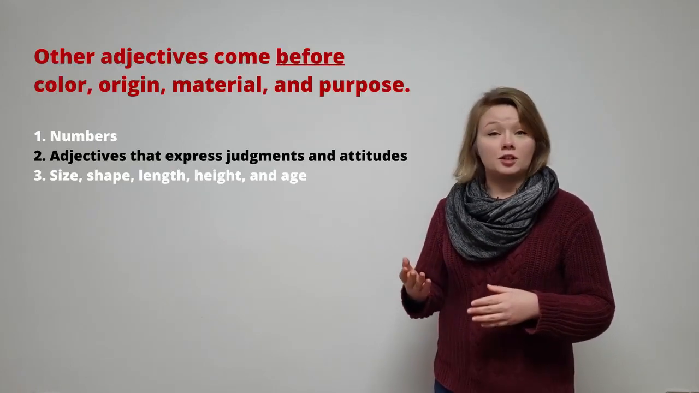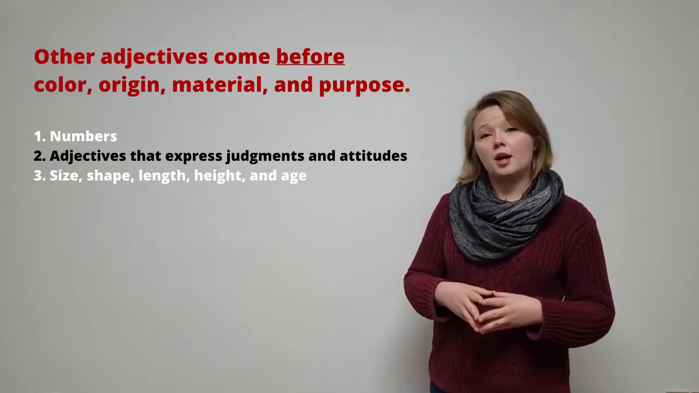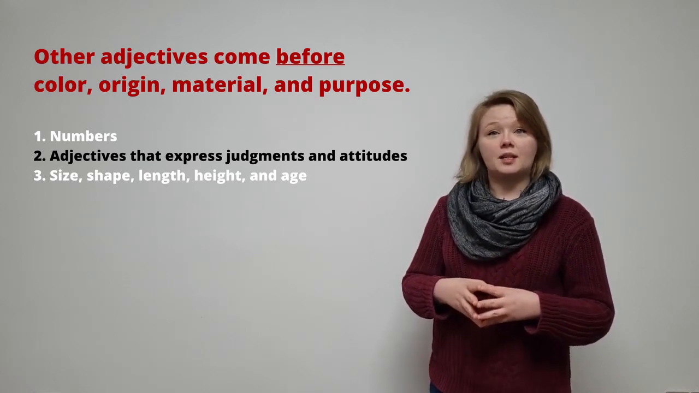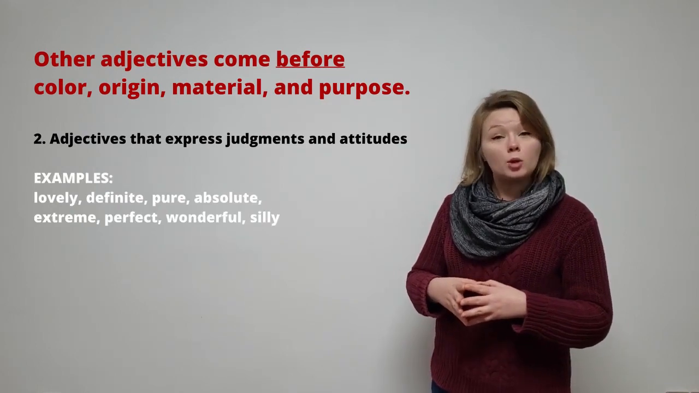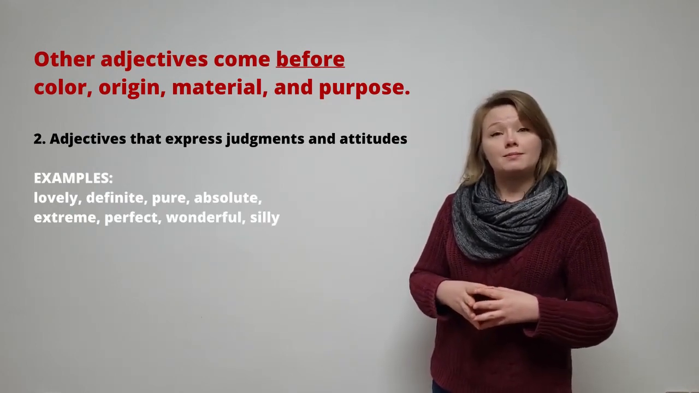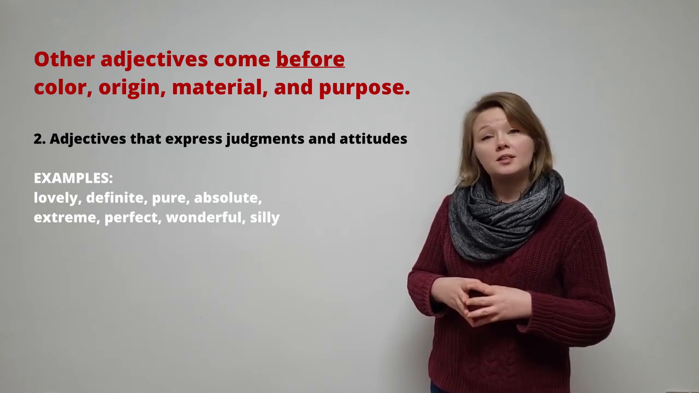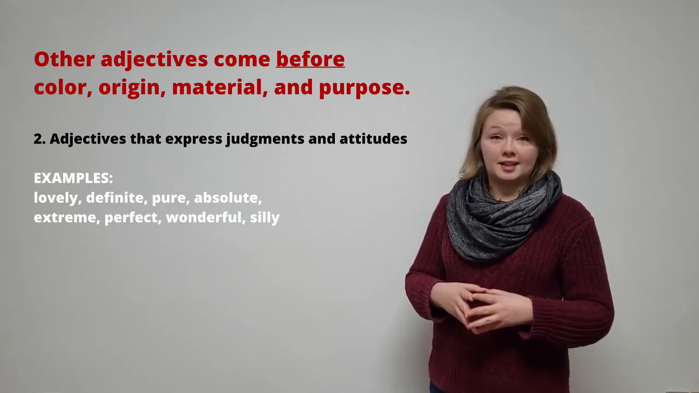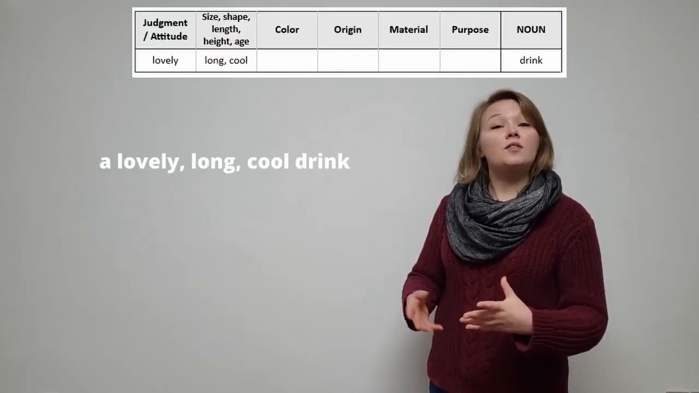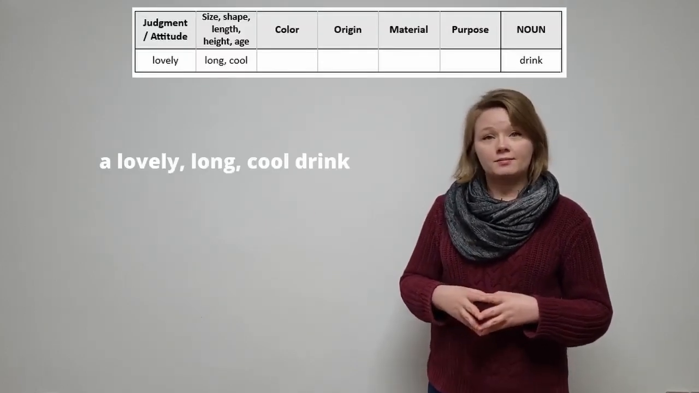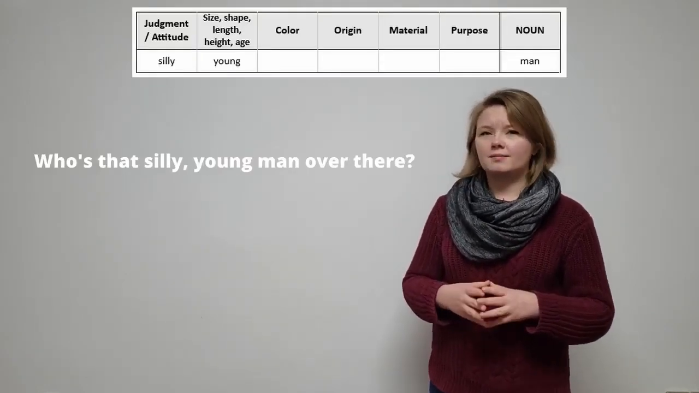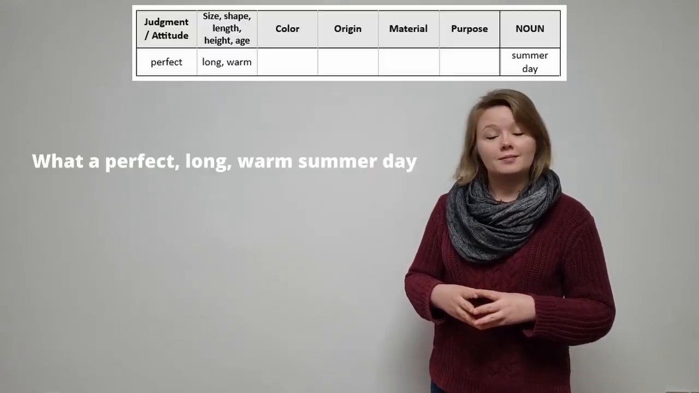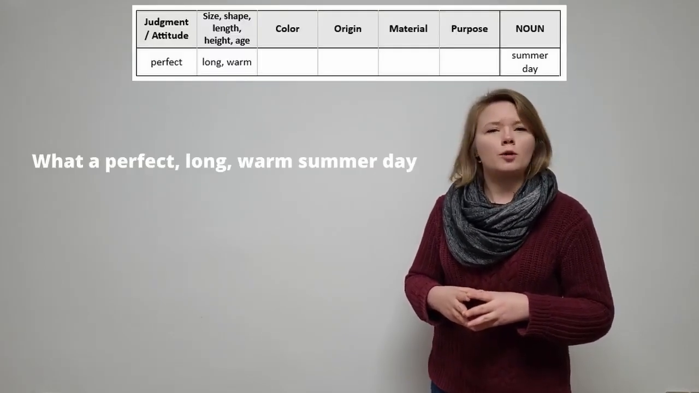Adjectives which express judgments or attitudes usually come before other adjectives. Examples are lovely, definite, pure, absolute, extreme, perfect, wonderful, and silly. Here are some examples. Number 1, a lovely, long, cool drink. Number 2, who's that silly young man over there? Number 3, what a perfect, long, warm summer day.